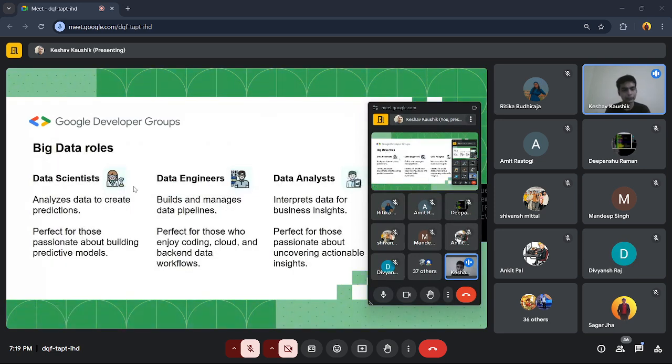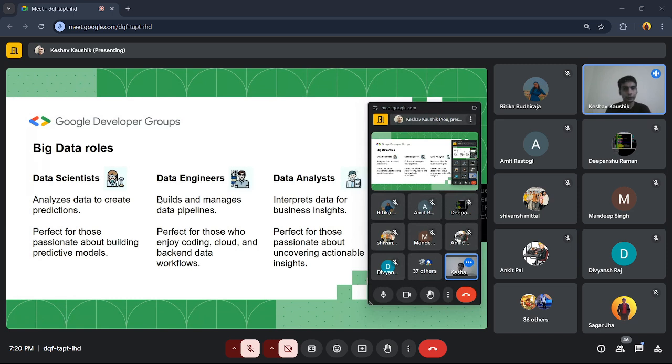So what are the big data roles? We have many different roles for big data: data scientists, data engineers, and data analysts. Sometimes we confuse them for the same role, but they're very different. So let's understand data scientists first. They analyze data to create predictions. You might have heard about machine learning. So data scientists are very much aligned to machine learning. There are also machine learning engineers. These two work together pretty much all of the time. So this career is perfect for you if you're passionate about building predictive models.